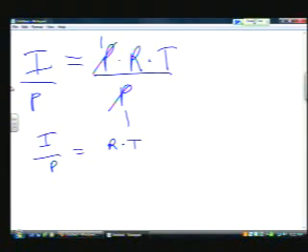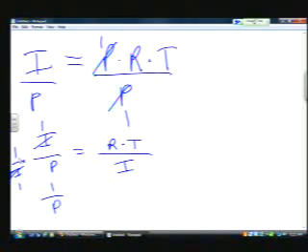So if we divide both sides by I, or in other words, multiply by 1 over I, which is the same thing as dividing, pretty soon we're going to come back to Courtney here. She's all ready. And then the I's will divide out. I didn't say cancel, did I? So we have 1 over P is equal to R times T over I.